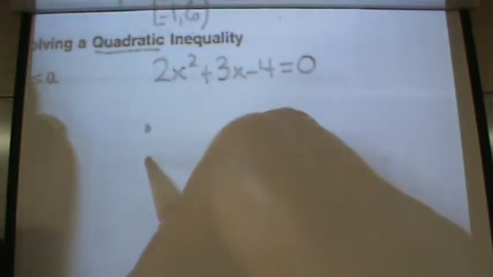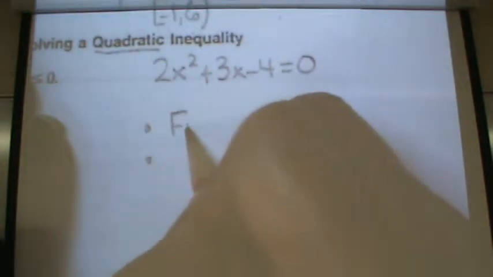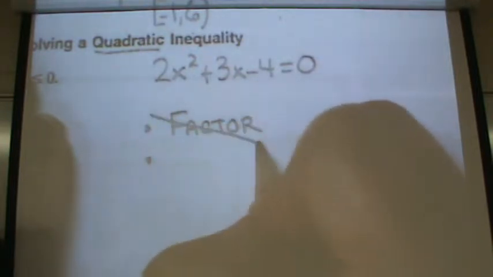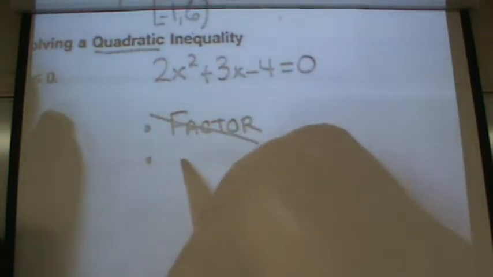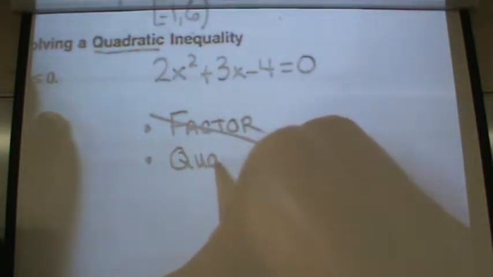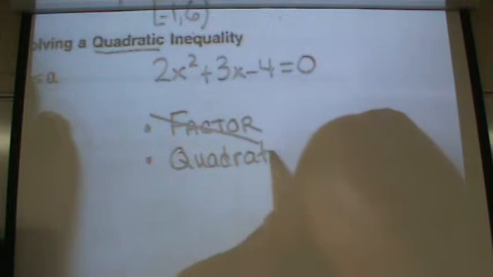There were 4 ways. Simply factor it. Well, guess what? This one is not simply factorable. Can't do that one. Formula. What was the other one? Quadratic formula. Quadratic formula we can do on anything. Completing the square.